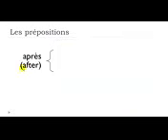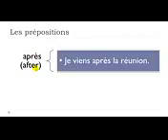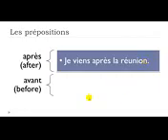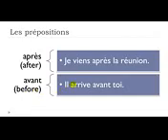Après, you can translate it by after, okay? And then, je viens après la réunion. Venir is to come. Je viens, I come, après, after, la réunion, the meeting. Je viens après la réunion, okay? Then, avant means before. Il arrive avant toi. Arriver, to arrive, he arrives, avant, before, toi, you. Remember, this is what we call this pronom tonique. Okay, so it's you.